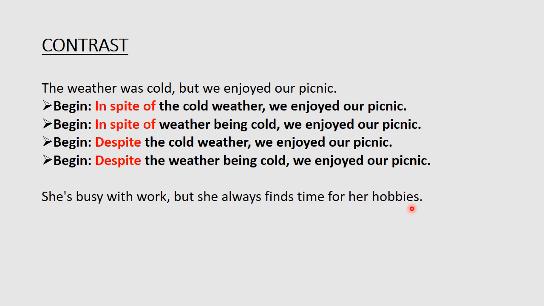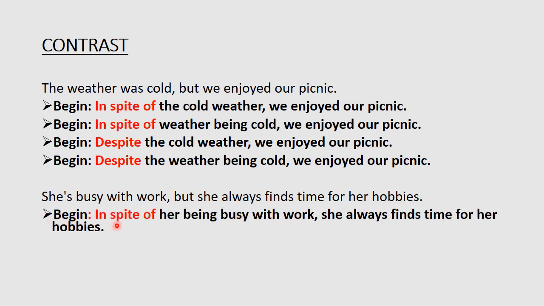You can be doing schoolwork, but you're able to do these other things. So these things which you do just for fun are called hobbies. She's busy with work, but she always finds time for hobbies. Using in spite, it's going to be in spite of her. Here, in spite of, she becomes her. In spite of her being, the her part is the noun.